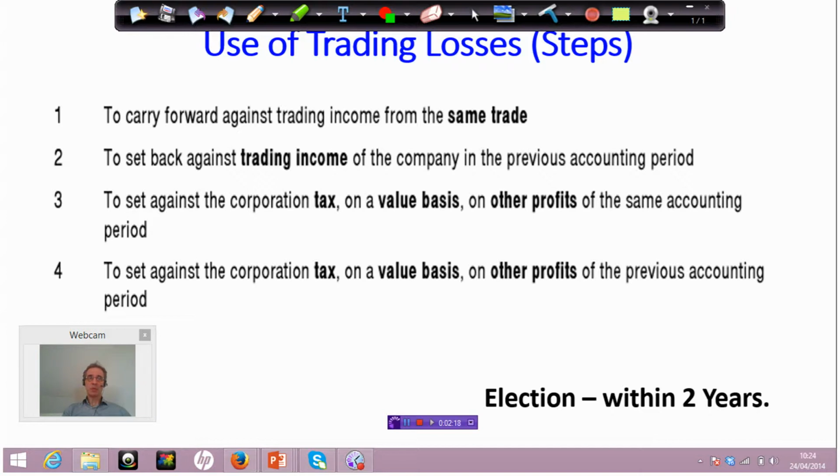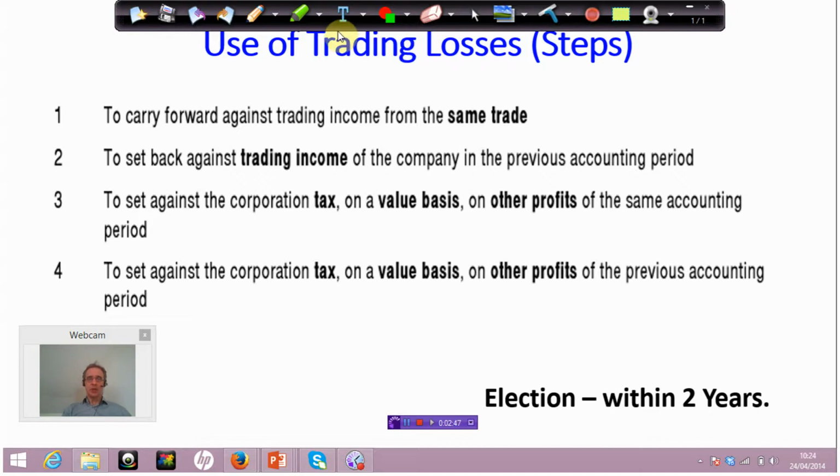Step number 1, which is simply to carry forward against trading income of the same trade in a future year, is obviously the same as the option for individuals, but that is an automatic option in effect. We're required to do that, so if we have a loss to carry forward, we have to use it against the first available trading income. Okay, the others, 2, 3, and 4, are simply at our option.